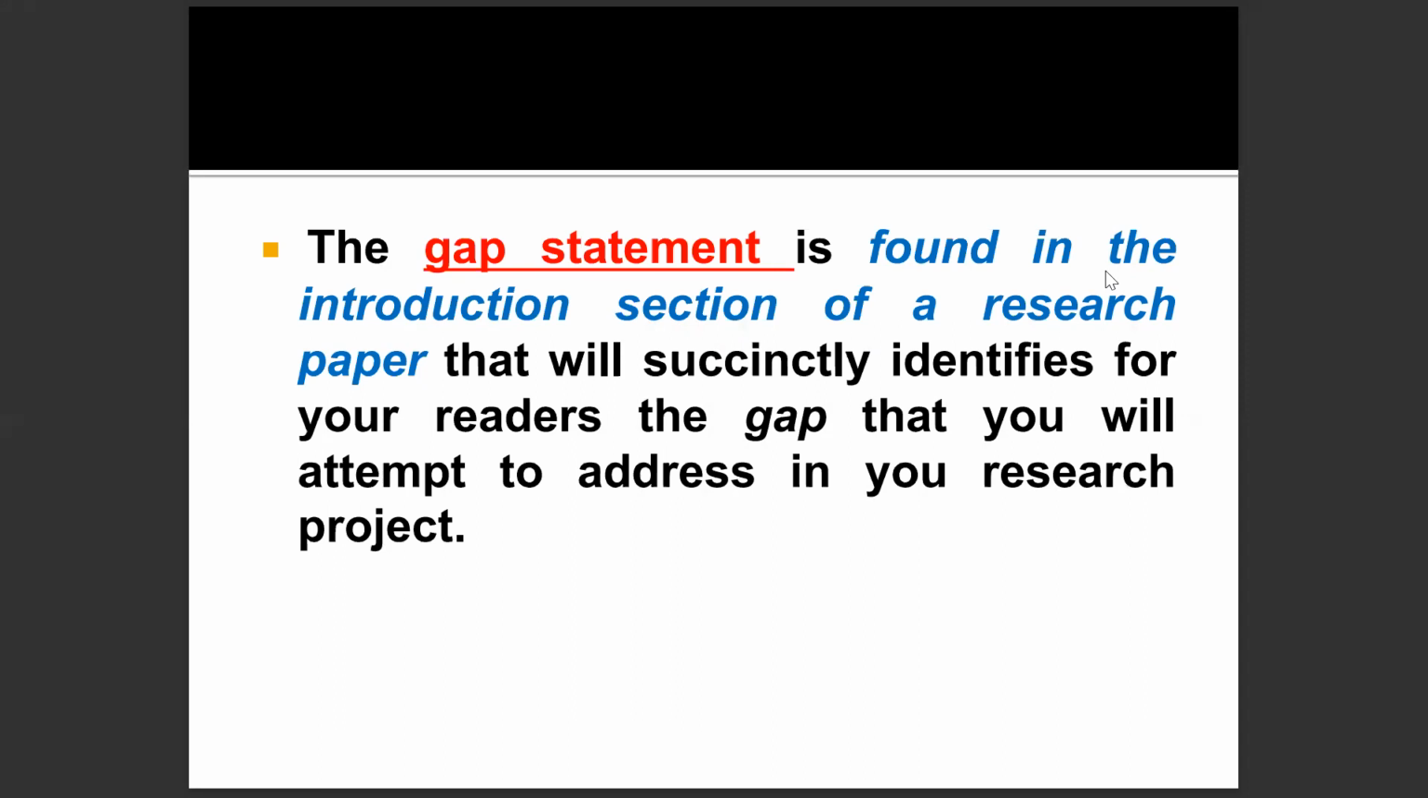Usually, upon reading different reviews of related literature or studies, you will identify certain low points in a particular study, points that are not totally understood or points that have not been clarified. So that will be the basis for your gap statement. Those low points, those unclarified sections, or those results that need to be explained further will be the basis for your gap statement.